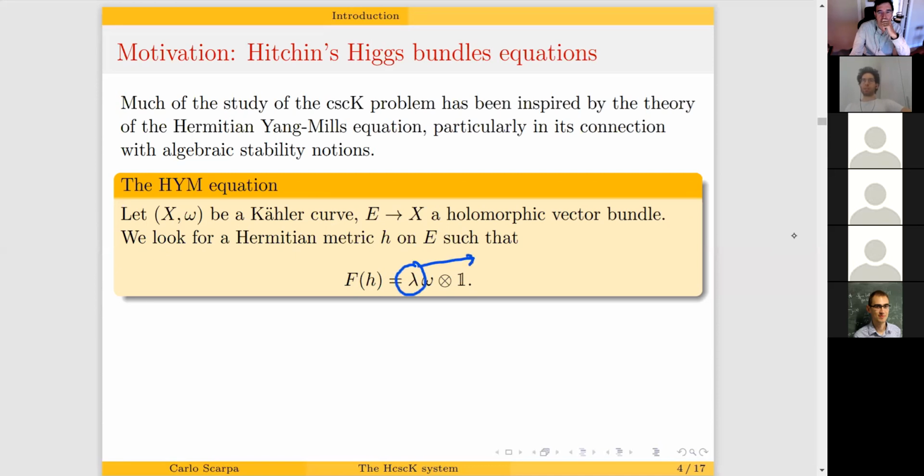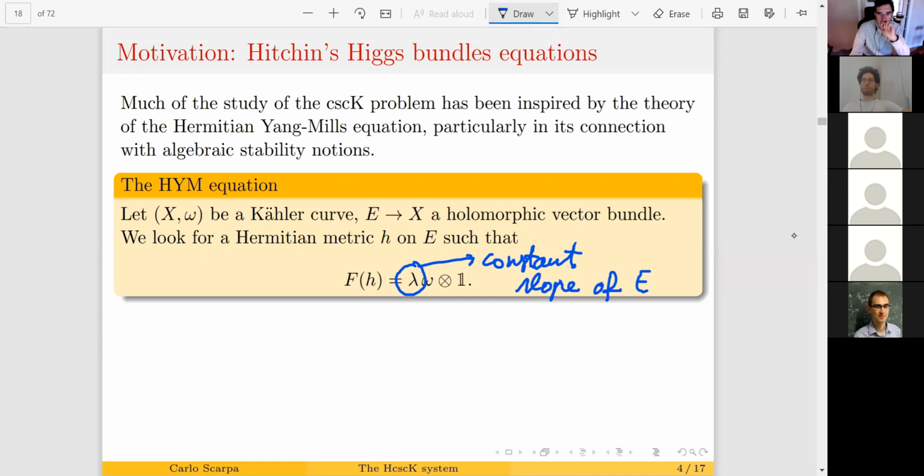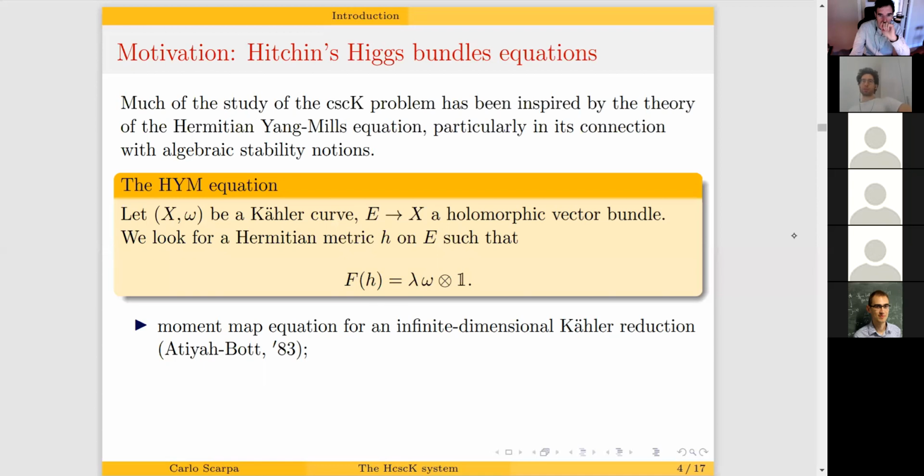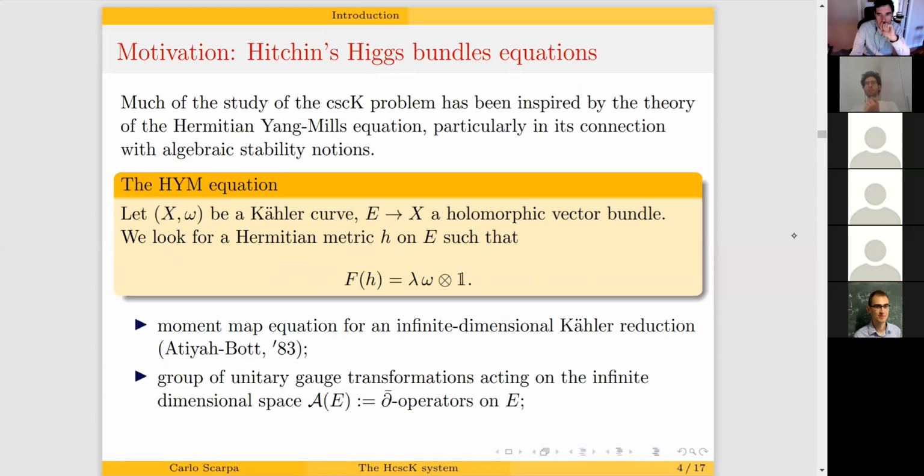Now this lambda here is just a constant, and is essentially what is usually called the slope of the bundle E. This is also a moment map equation for some infinite dimensional action, and this is a result by Atiyah and Bott. The action here is that of unitary gauge transformations that act on the space of all possible holomorphic structures on the bundle E. Lastly, we know that the existence of solutions to this equation is equivalent to the bundle E satisfying an algebraic condition that is usually called slope stability. So this is all the classical picture for this HYM equation.